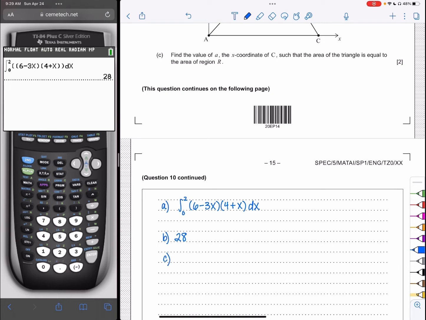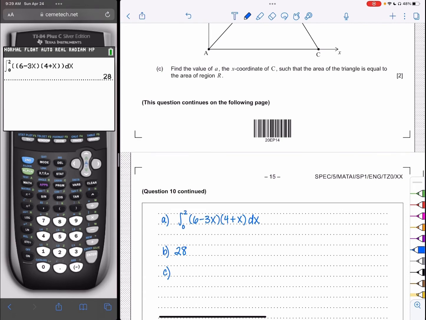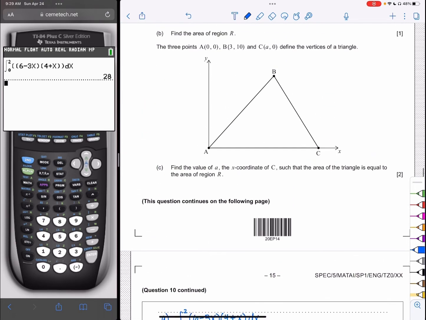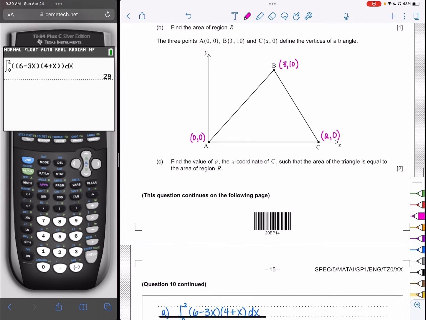So for part C, it says we need to find the value A of the x coordinate of C such that the area of the triangle is equal to the area of the region. All right? So they gave us some information here. They said that there are 3 points, and these 3 points are going to be located at 0, 0, 3, 10, and then we're going to have a 0 here. So we want to find the value of A.